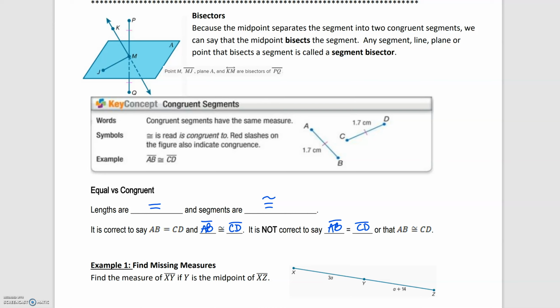It gets a little bit tricky, but if we have the little symbol up above, we don't use an equal sign. So neither of these are correct. We need to either have congruence with our symbol, or no symbol and use equals, and that's for measurements or numbers.